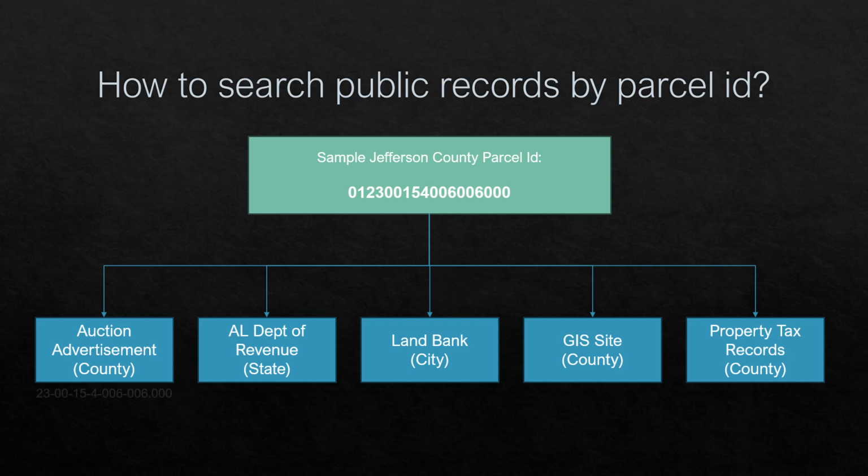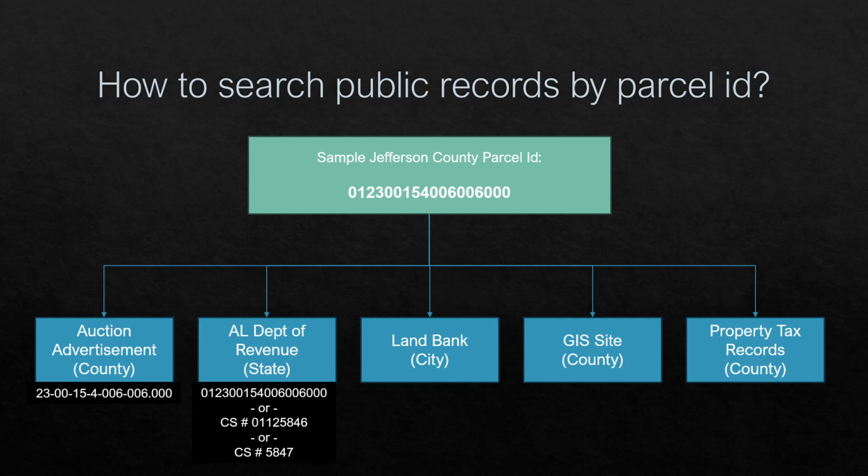So right off the bat, the auction advertisement for Jefferson this year is going to be on govies.com. They're going to use that dashed and dotted parcel number without the state, I'm sorry, without the county's prefix that the state uses. So no 01 at the beginning.